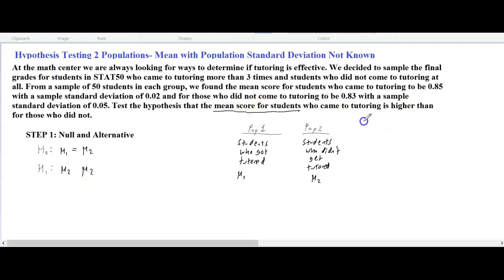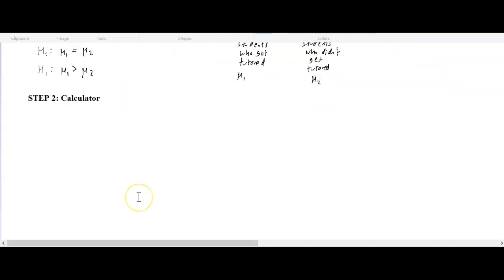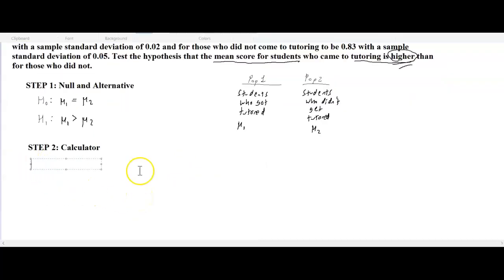For the alternative, that's when we bring in what the test is asking us to do. And it wants us to test that the mean score for those who came to tutoring is higher, so that's the key word, than those who did not. And since we want those who got tutored to be higher, is what we're testing for, we say that our alternative is that the mean score for those students who got tutoring is higher than those who did not. So now let's move on to step 2. And since I'm showing you how to do this on a calculator, that's all we're going to really focus on. You can see my other video on how to do this by hand.